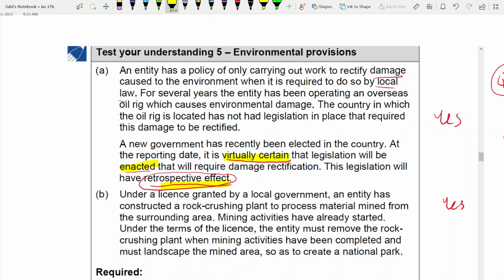You see, for several years the entity has been operating an overseas oil rig. This has been done in the past. Because of this, now you're going to have a damage. That means you have a present obligation. So yes, you recognize a provision.